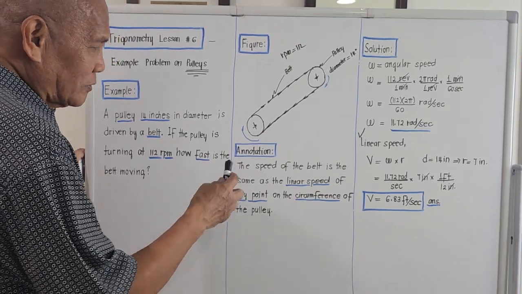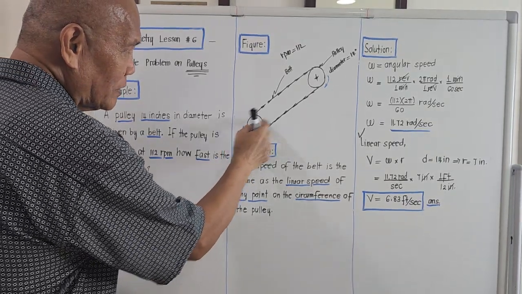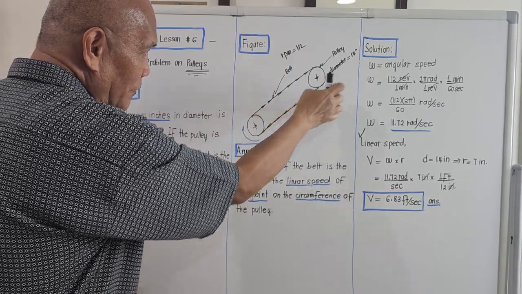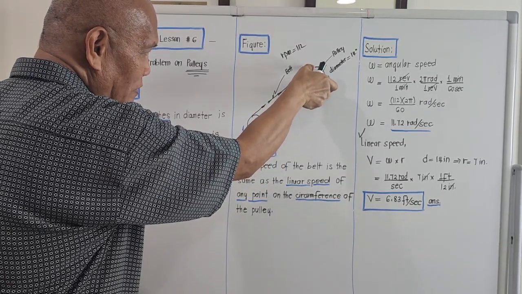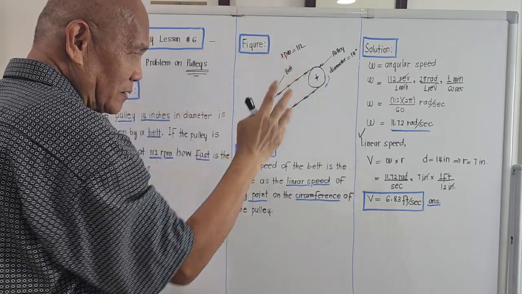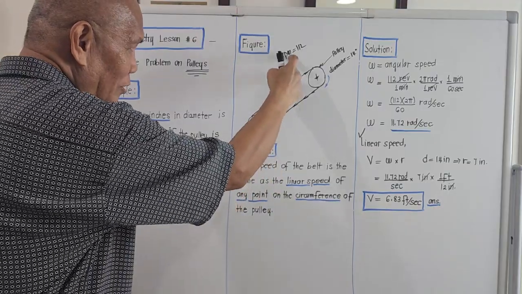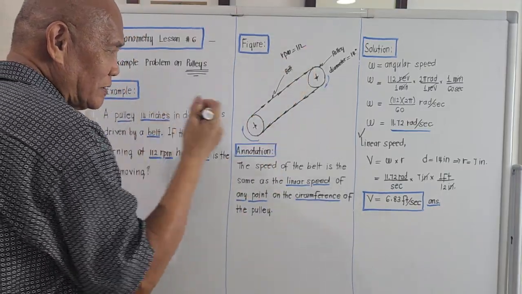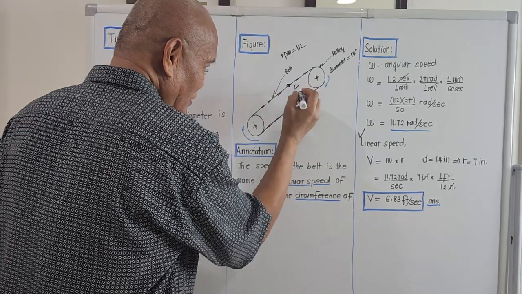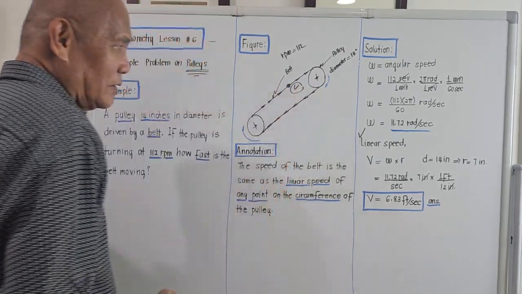Let's try to bring out the figure. First pulley, second pulley, connected by a belt. The diameter of the pulley is 14 inches, and the movement of the pulley at a certain RPM is 112. The problem is just asking, what will be the speed of this point here on the pulley?